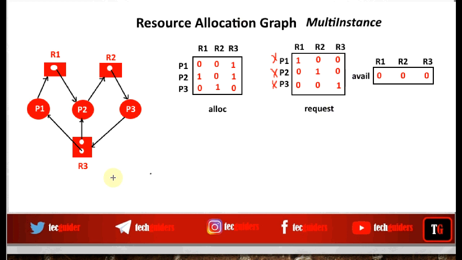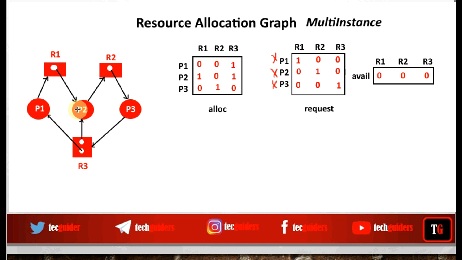Now based on it, we shall try analyzing the graph. Here we can see P1 has made a request. That request cannot be satisfied. P2 has made a request. That request cannot be satisfied. P3 has made a request. That request also cannot be satisfied. One instance is allocated to P1 and one instance is allocated to P2. So all the three processes are requesting and all these three requests cannot be satisfied. So there is a state of deadlock. So either by using this method or by analyzing the graph, we can understand a deadlock state from this graph.